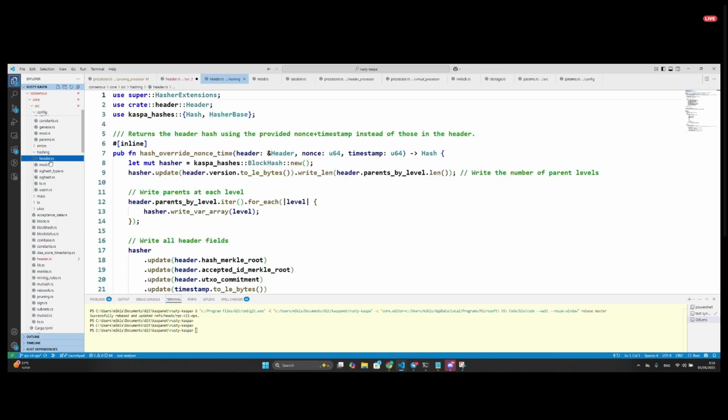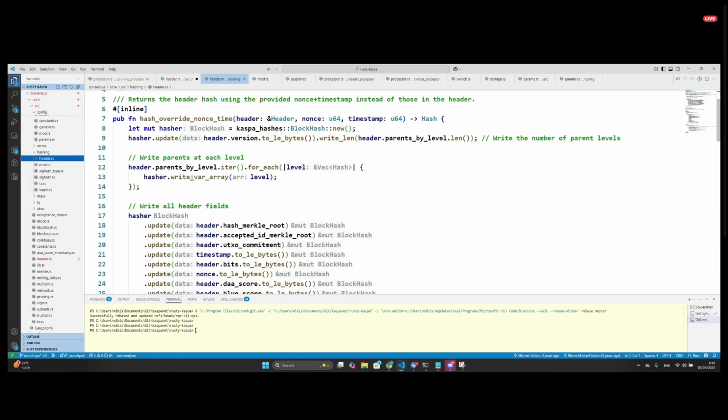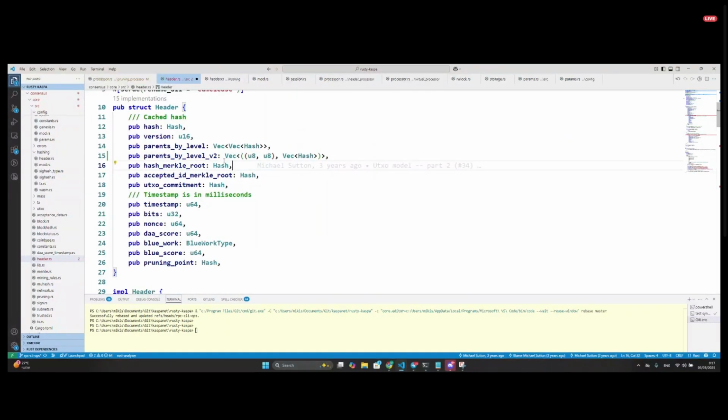So hashing, for instance, we're not talking about a consensus change. If the hasher is doing this iteration, even if you save the parents by level differently, you're just going to iterate differently. Iterate in the same way and hash everything in the same way. We don't want to change hashing. We don't want to make a consensus change. So yeah, I agree there's different degrees of where you can put the line.